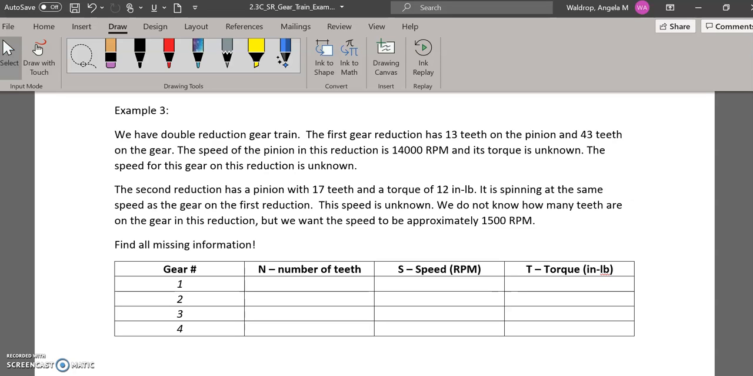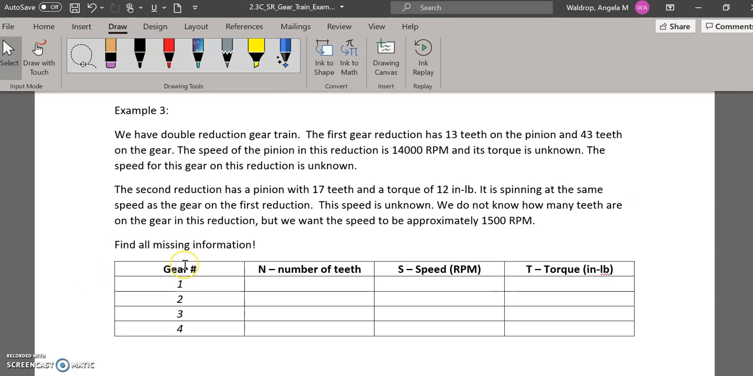It is spinning at the same speed as the gear on the first reduction, so those numbers are going to be the same. The speed is unknown. We don't know how many teeth are in the gear on this reduction, but we want the speed to be approximately 1500.